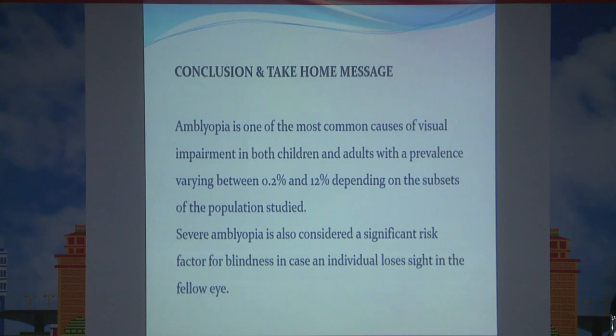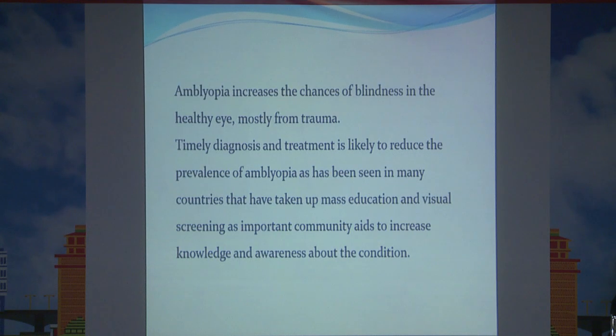Conclusion, take-home message: amblyopia is one of the most common causes of visual impairment in both children and adults, with a prevalence varying between 0.2% and 12% depending on the subset of the population studied. Severe amblyopia is also considered a significant risk factor for blindness in case an individual loses sight in the fellow eye. Amblyopia increases the chances of blindness in the healthy eye, mostly from trauma.